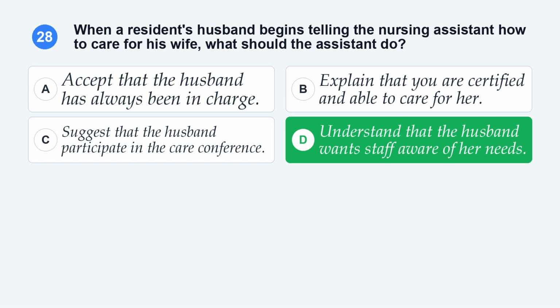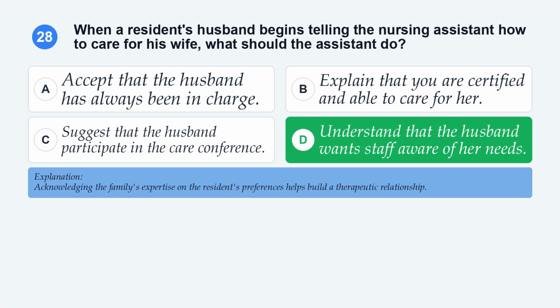The correct answer is option D. Understand that the husband wants staff aware of her needs. Explanation. Acknowledging the family's expertise on the resident's preferences helps build a therapeutic relationship.